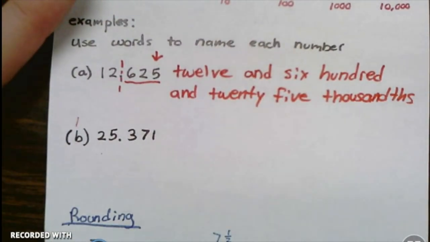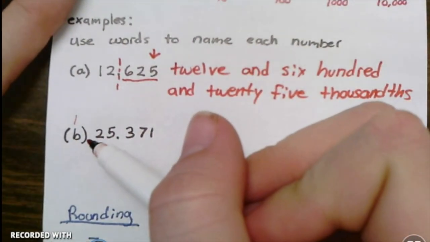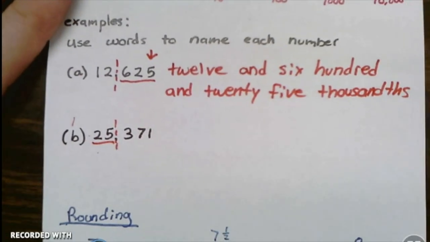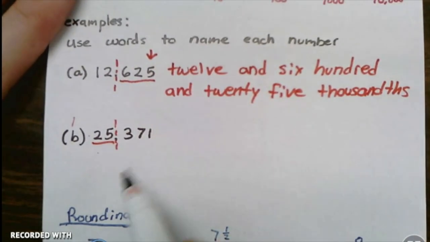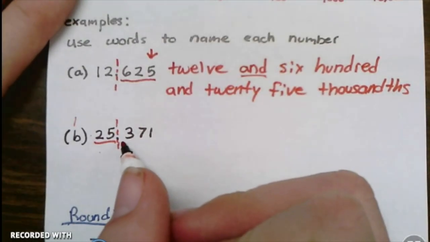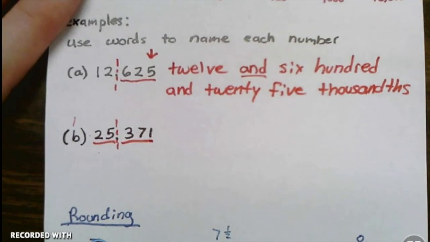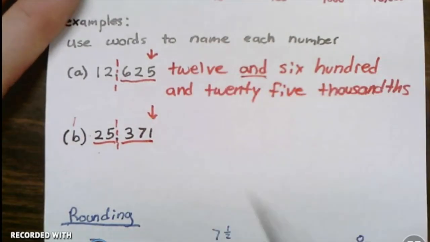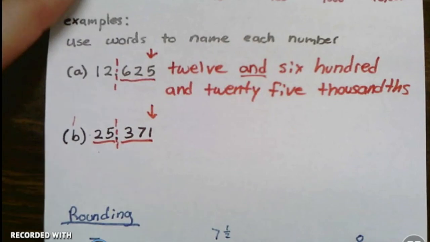All right, example B. You're going to do this one on your own. I'm just going to walk you through it. First, you're going to write what that number is in words. Then you'll write the word and. Then you'll write what this number is in words, and you'll add the ending of the place value of the last number.